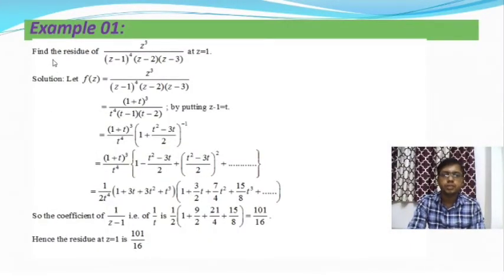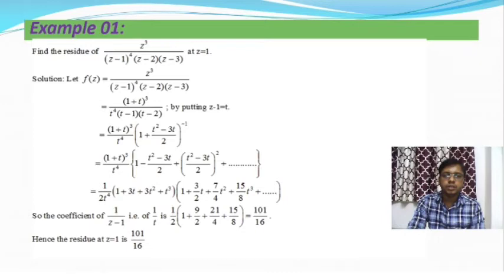The first example is: find the residue of the function z to the power 3 by (z minus 1) whole to the power 4 into (z minus 2) into (z minus 3) at the point z equal to 1. So in this case we are going to find the residue at the point z equal to 1.